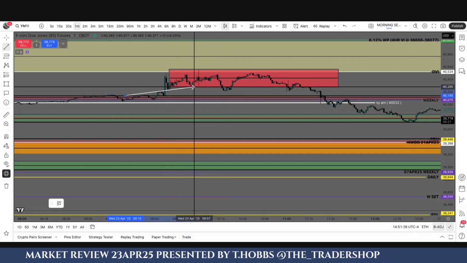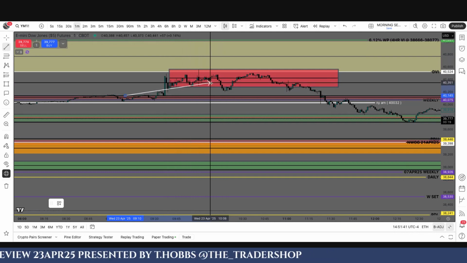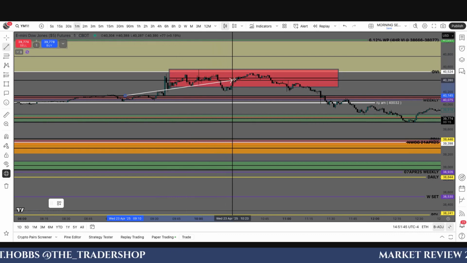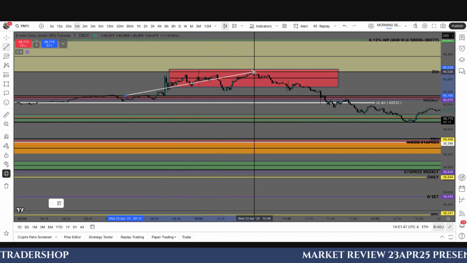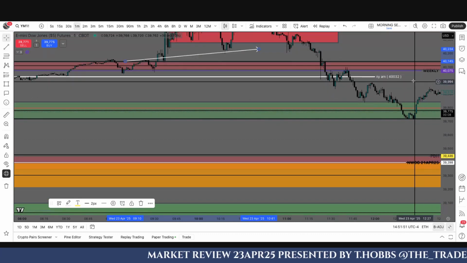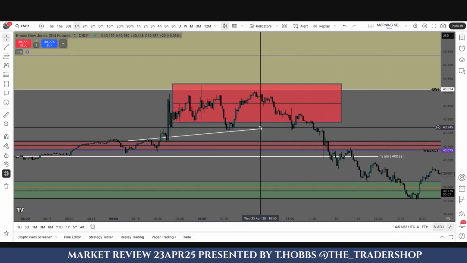Once the market got below this low right here, it was ball game for me. It was the new trend set. We broke the lows and then we came up and swept the highs. That's when you know the trend has shifted. The order flow has shifted. You can expand the candles, you can see it a little better. The order flow has shifted.